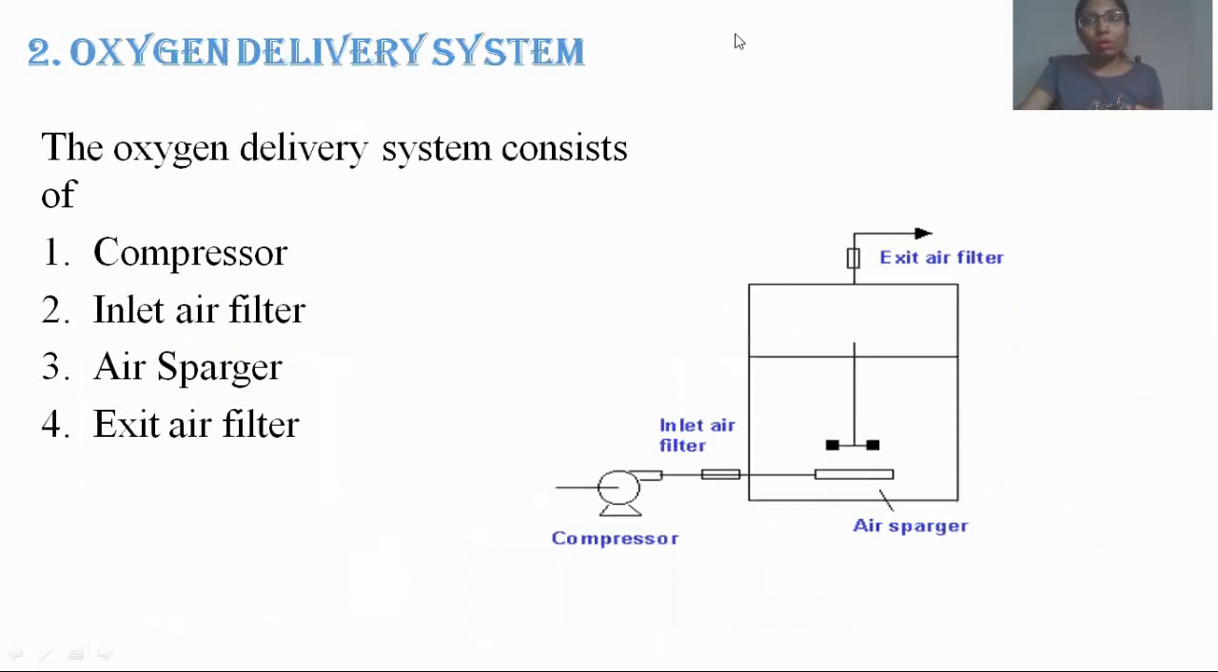Oxygen system. So when you talk about the oxygen system, then you will need a compressor. The oxygen is supplied to it. The inlet air filter, you need to purify the air. The sparger, through which the oxygen is going to come out, and the exit air filter. Okay, so these are the main components of that.